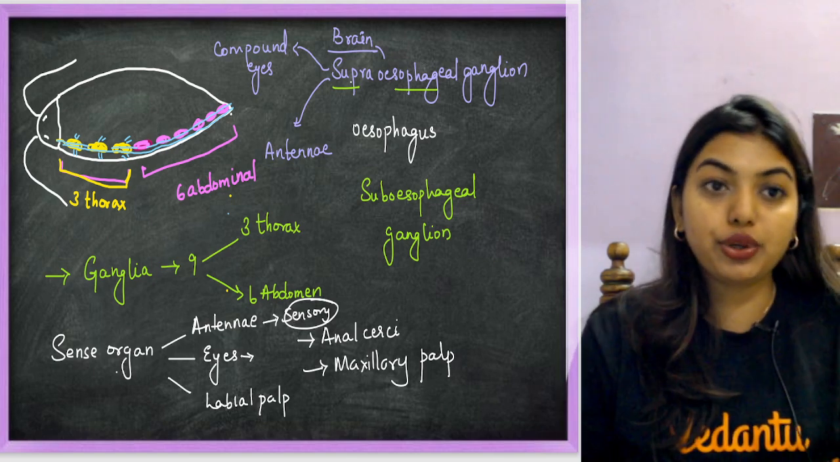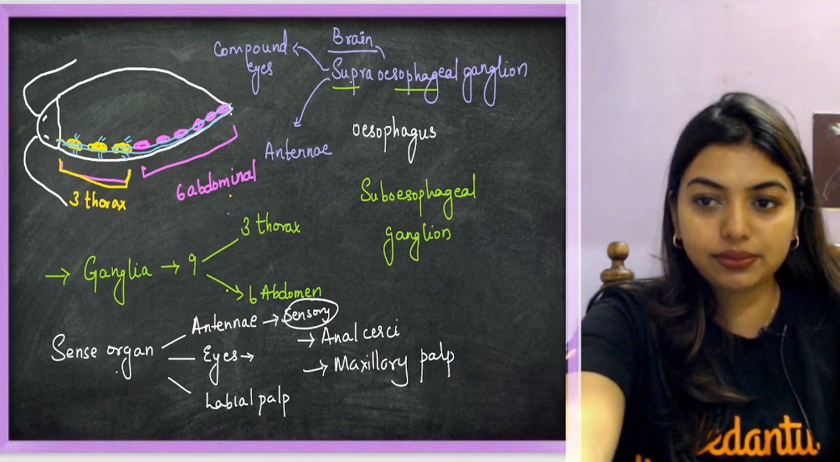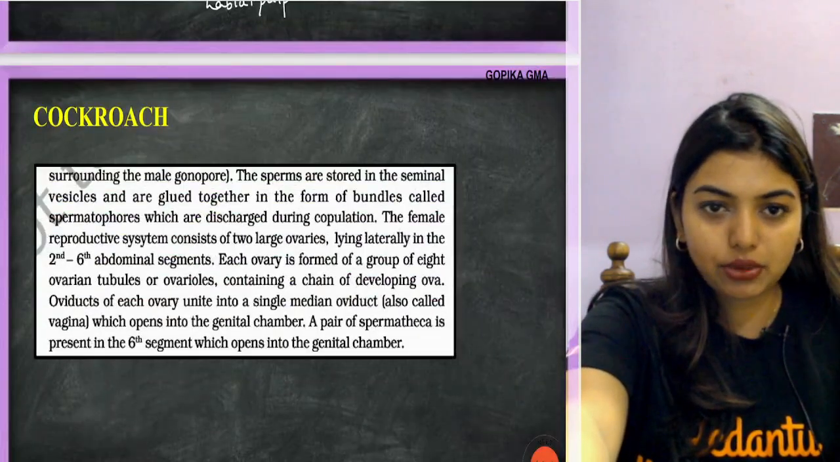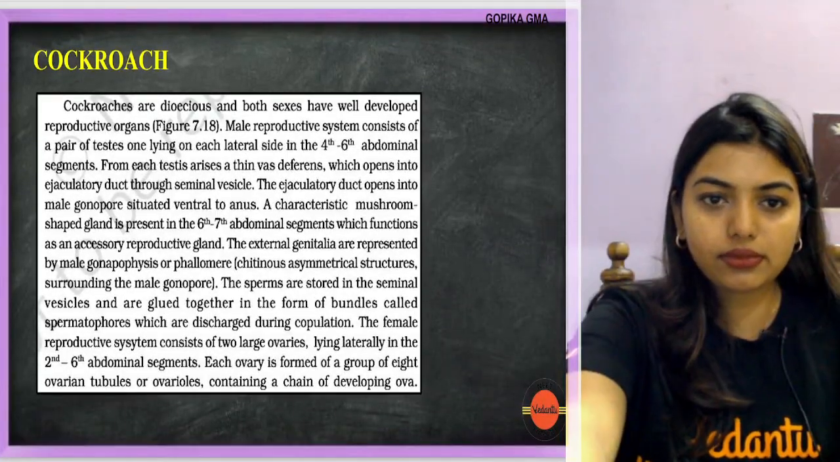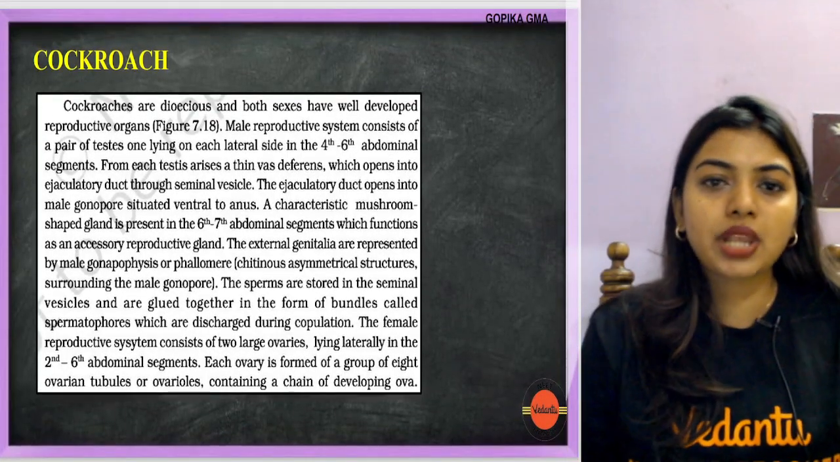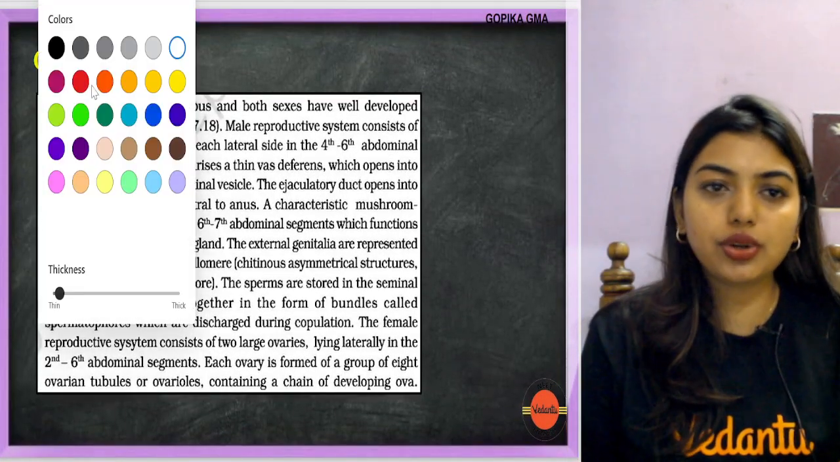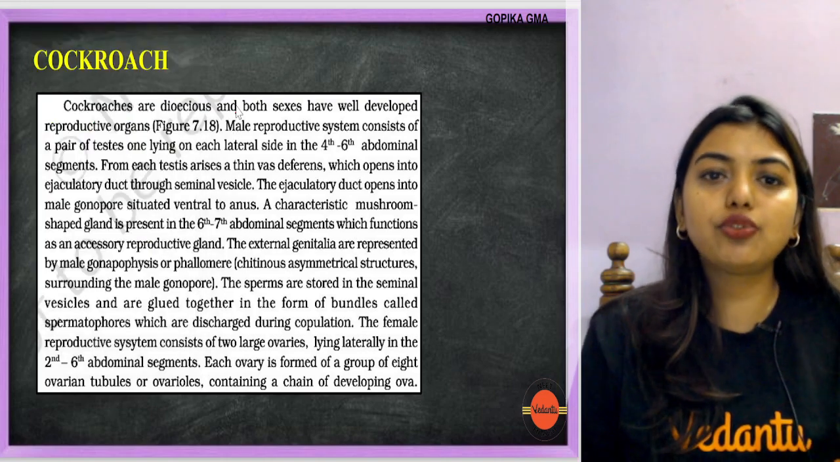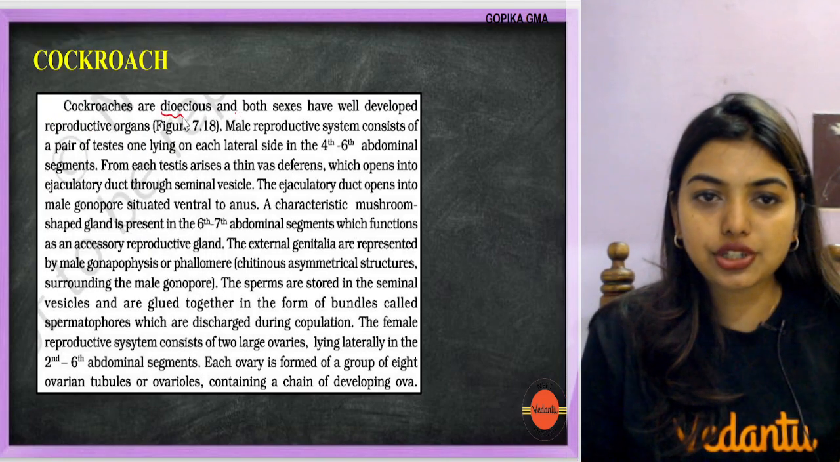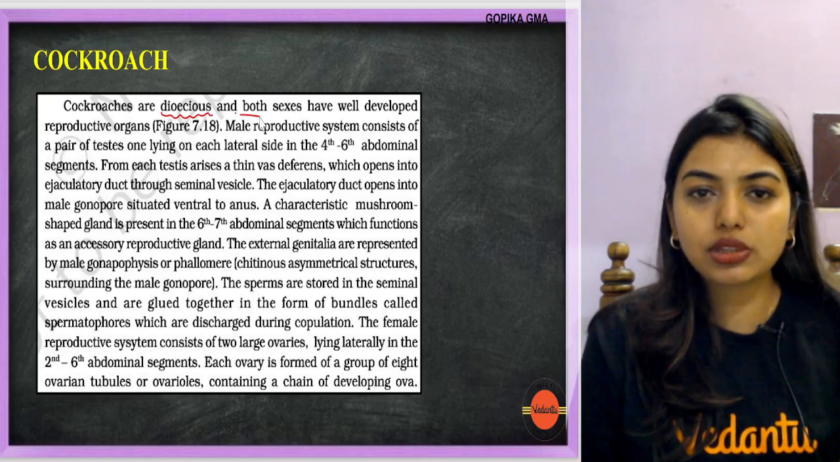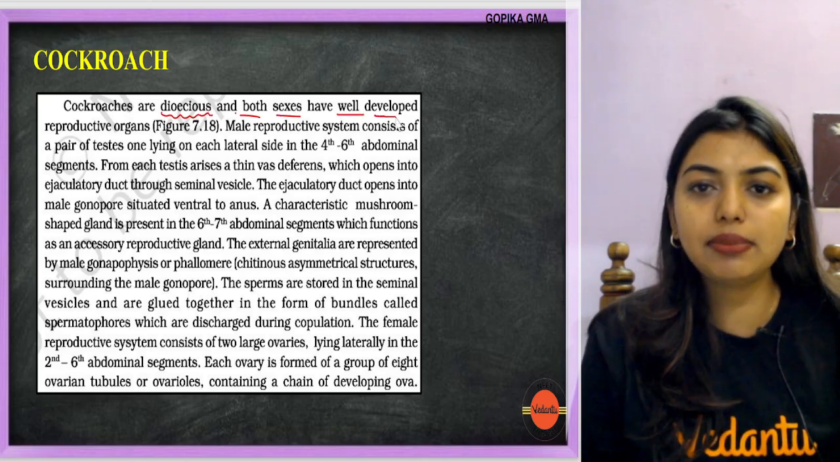Now we are going to go into the very, very important portion, that is your reproductive system. I want all your focus here, otherwise you're not going to understand this. You need to focus here to understand this very well. Look here, cockroaches are dioecious, that is, both the sexes are well developed and they are separate.